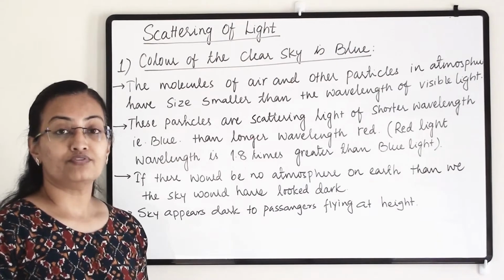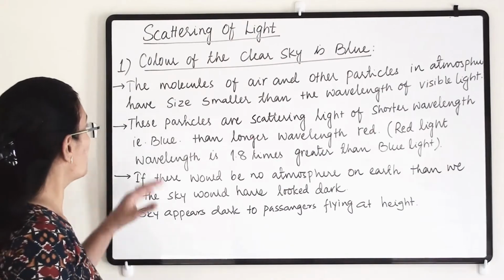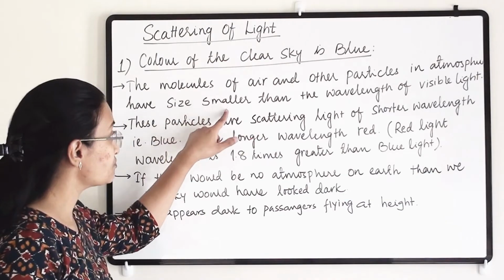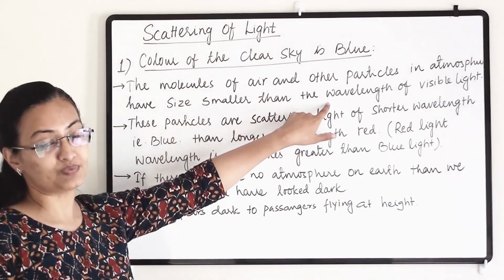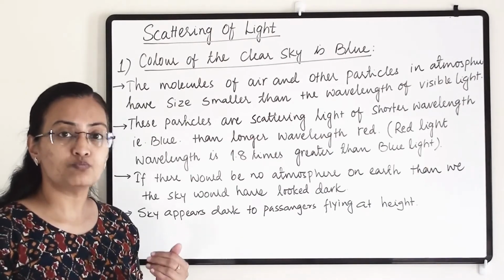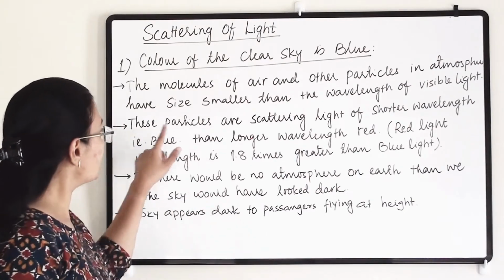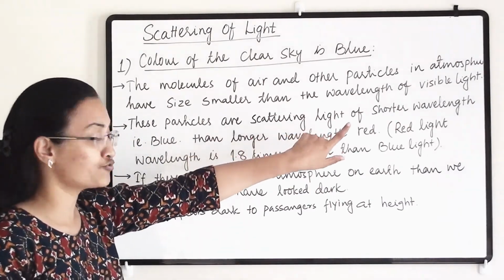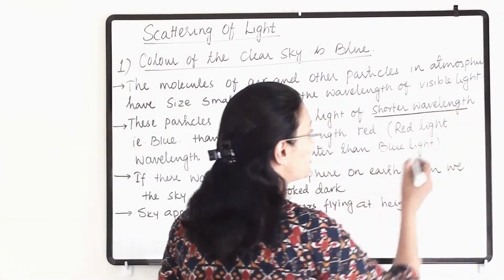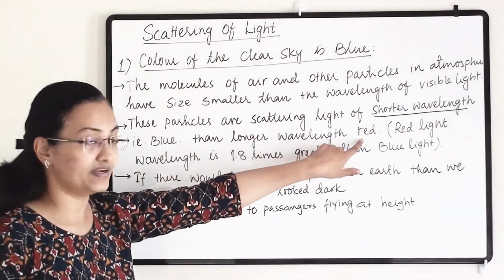Under the scattering of light, the first phenomenon is why the sky appears blue to us. The molecules of air and other particles in the atmosphere have size smaller than the wavelength of visible light. So atmospheric particles are very small, and these smaller particles scatter blue light the maximum. These particles scatter light of shorter wavelength, and that is blue. So small particles scatter light which has short wavelength, rather than the longer wavelength red.